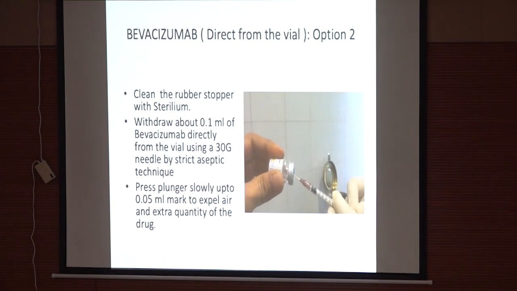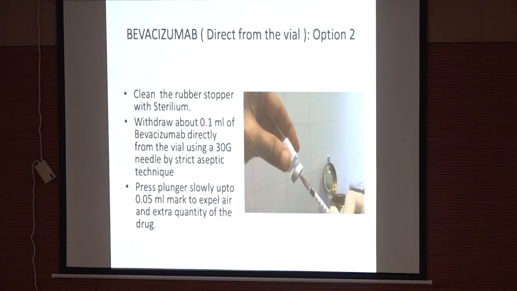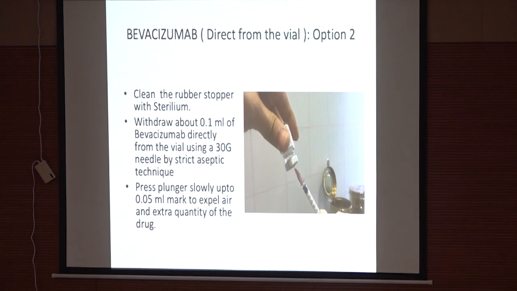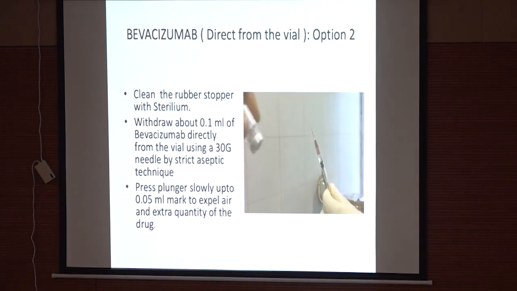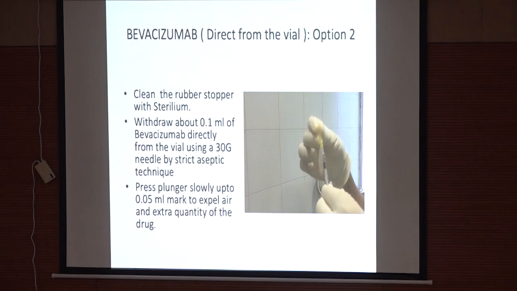Every time whenever we have to give an injection, we clean the top of the vial with spirit, and with the 26 gauge needle, we take out the Avastin and push it back till the 0.1 mark is achieved, the 0.1 mark.